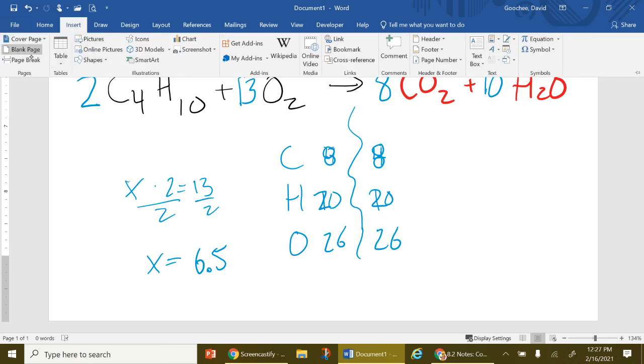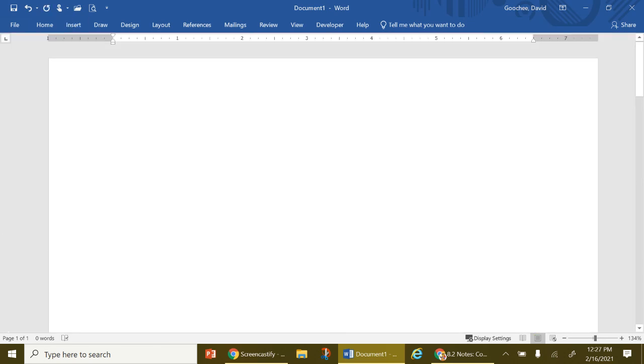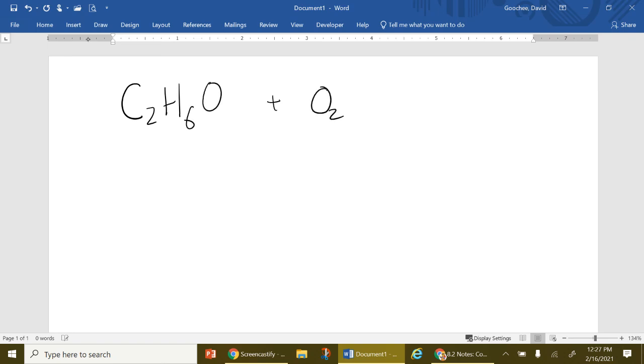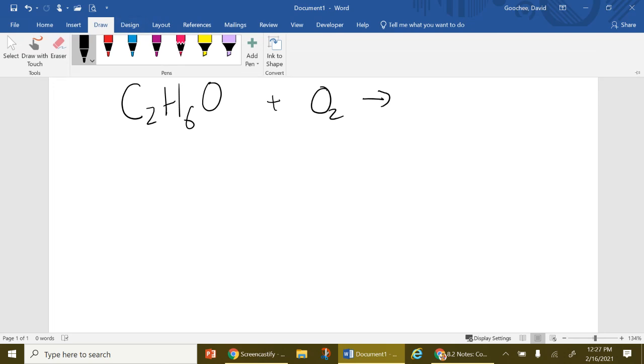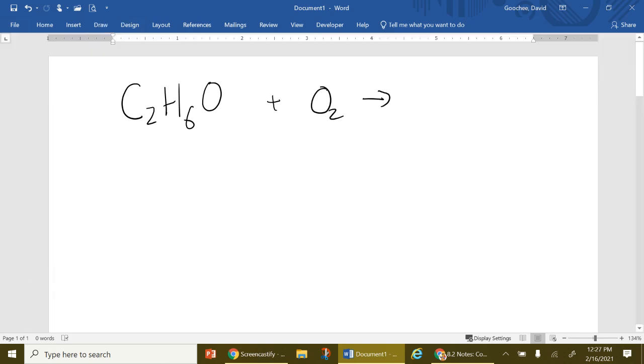Let's try one last problem. Yeah, here we go. C2H6O, I think that's alcohol, okay? Plus O2. Yeah, you can burn alcohol. Now, again, the products are always going to be carbon dioxide plus water. That's always going to be the same.